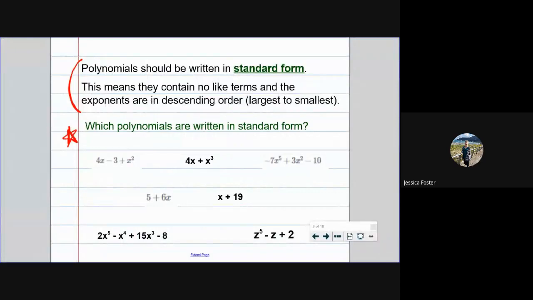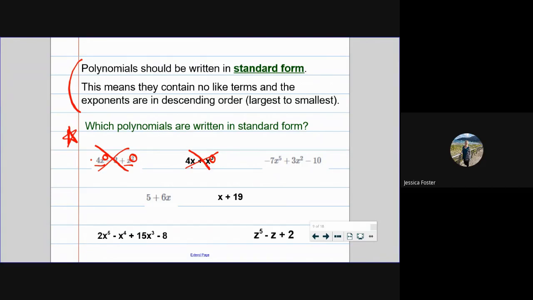So let's go ahead and take a look at our first one right here. Well, this one I know is not written in standard form because I have 4 to the x and x squared is at the end. Well, x squared, that's a higher degree than if we had x to the 1. So this is not written in standard form. Same thing for the second one here, 4 to the x. Well, this one has an x cubed. Well, that should have gone first, so this is not written in standard form.